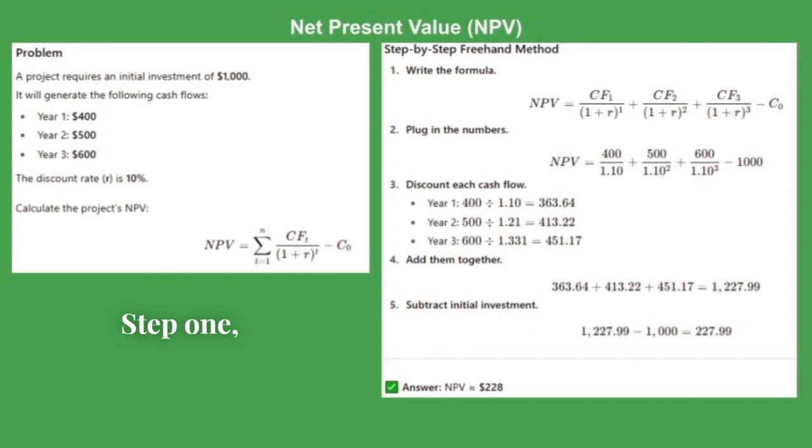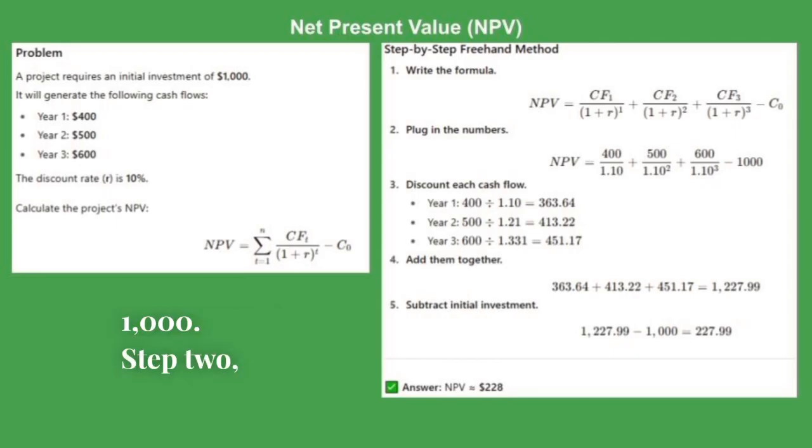Step 1, write the formula with the numbers. NPV equals 400 over 1.10 plus 500 over 1.10 squared plus 600 over 1.10 cubed minus 1,000.